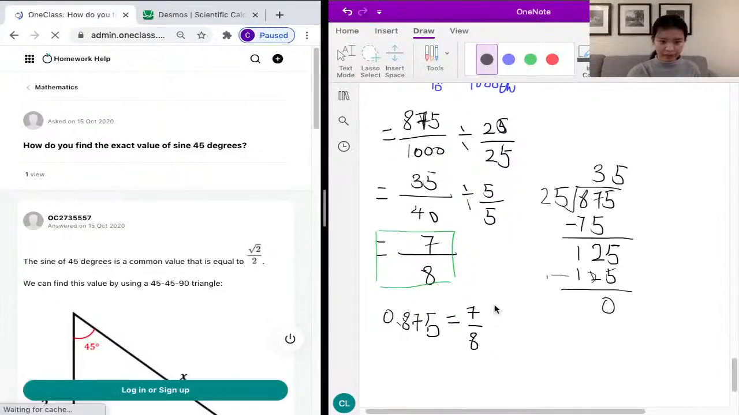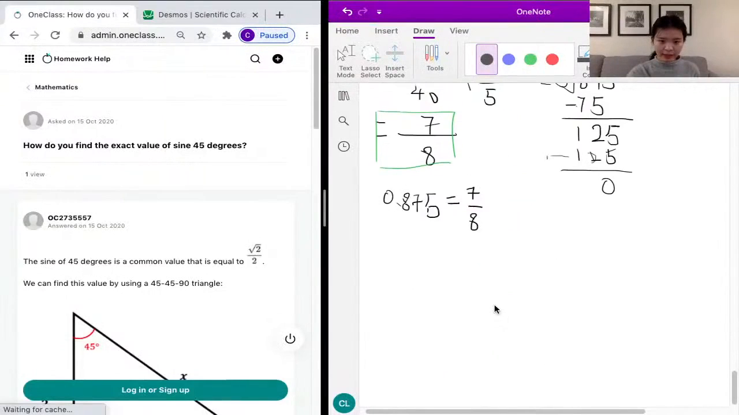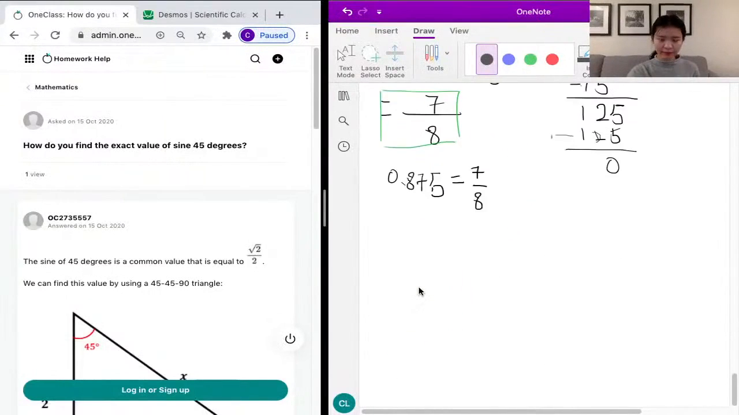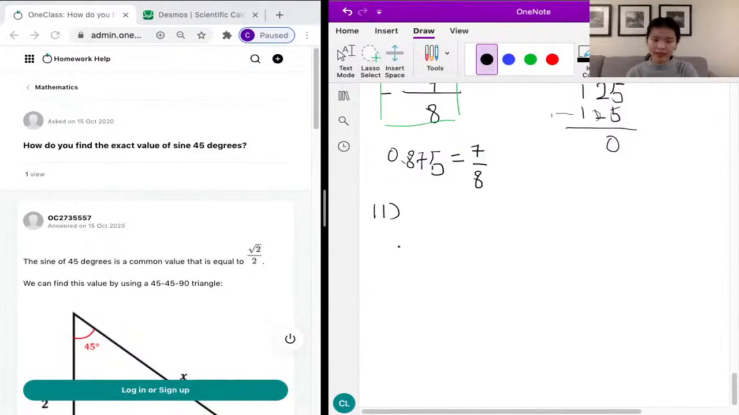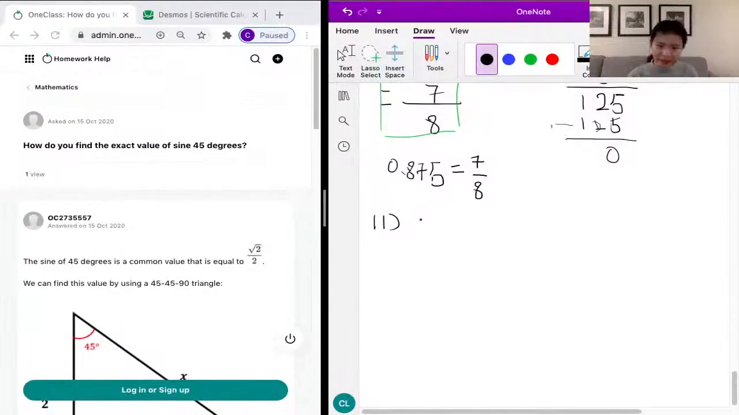Okay, now let's just move on to our next problem, or I guess let's go to our next problem. Our next problem asks us, how do we find the exact value of sine 45?